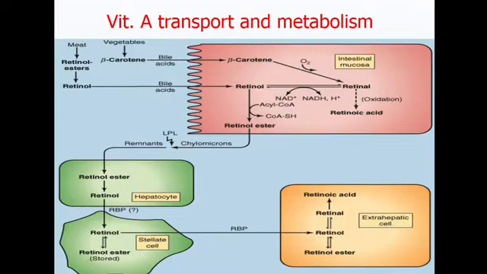Here we have a rather complex mechanism of the absorption and transportation and interconversion of one vitamin to another. Absorption mainly takes place in the intestine, where beta-carotene can be cleaved oxidatively by beta-carotene dioxygenase to retinal, and after that it may be reduced by an NADPH-dependent enzyme. After that, this retinal can be reduced with another enzyme, retinal reductase, with NADPH coenzyme, to retinol.